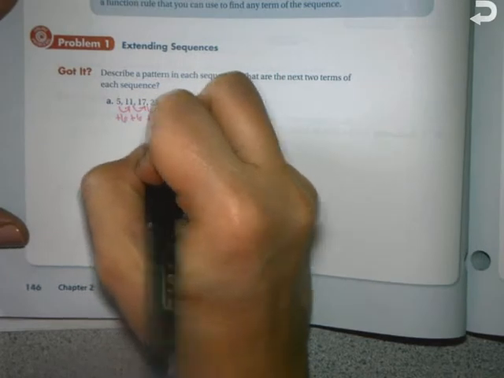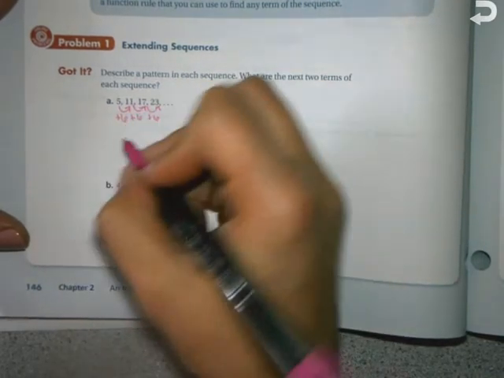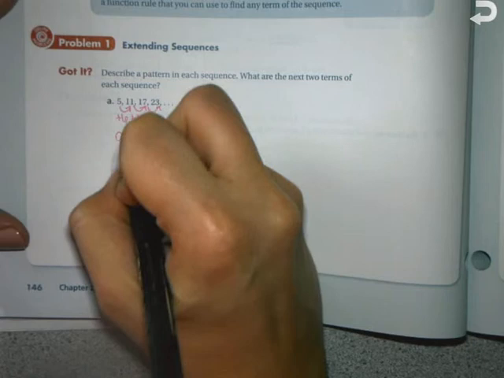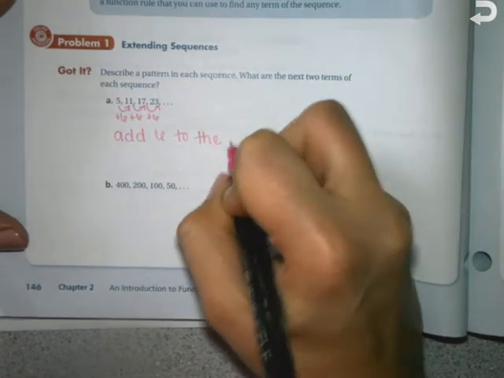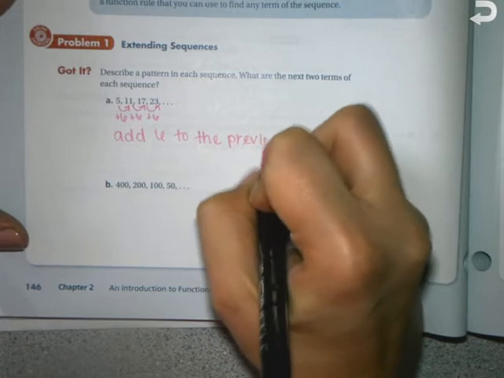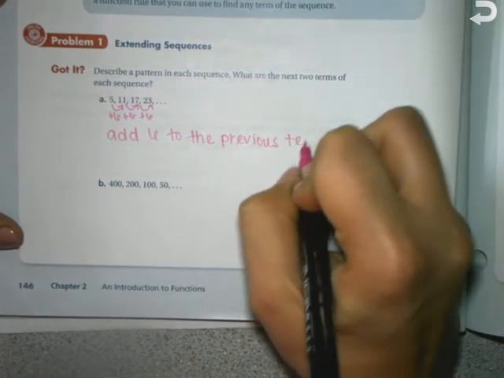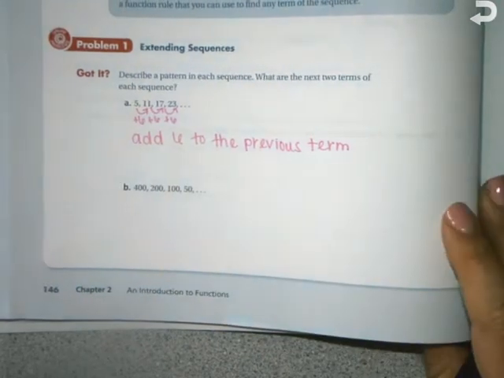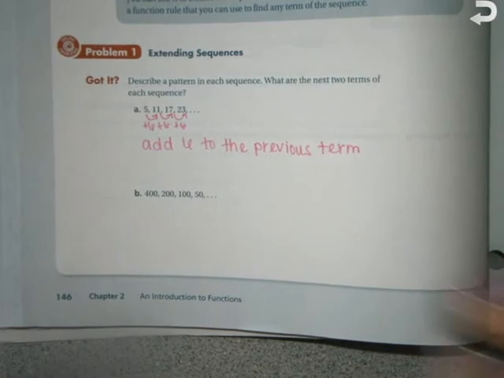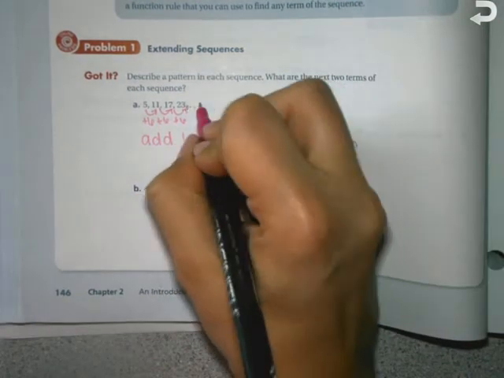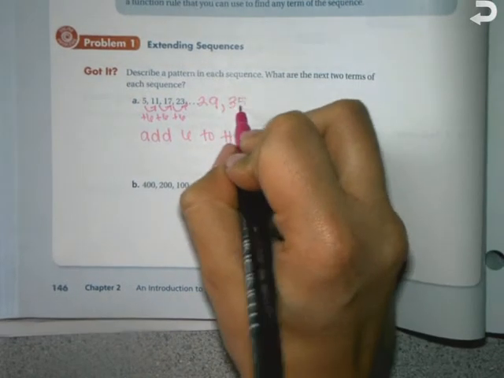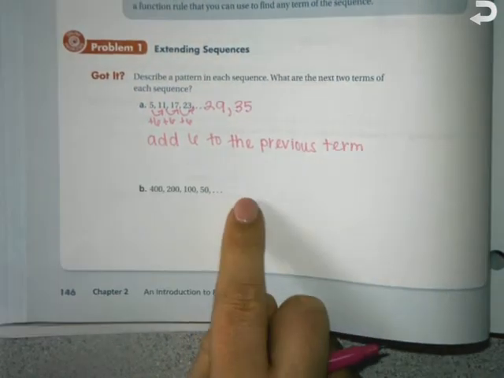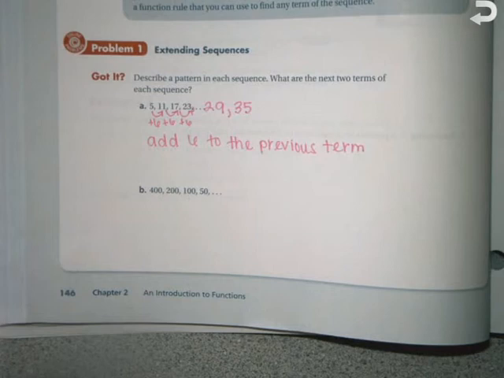So here's how I want you to describe the pattern. Add 6 to the previous term. I just gave you guys the answer. So we take the previous term and then we add 6 to it, right? So after 23, what would be the next term? 29, and then what would be the one after that? 35. Okay. The dots at the end of the sequences mean that it goes on forever following that same pattern.